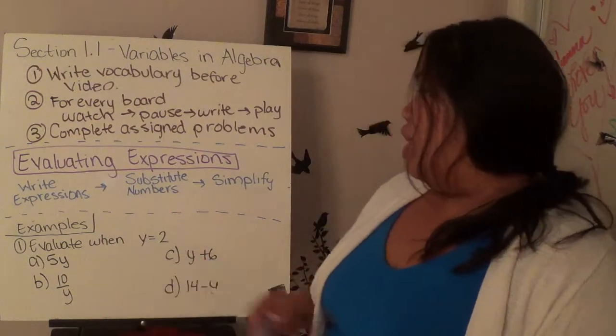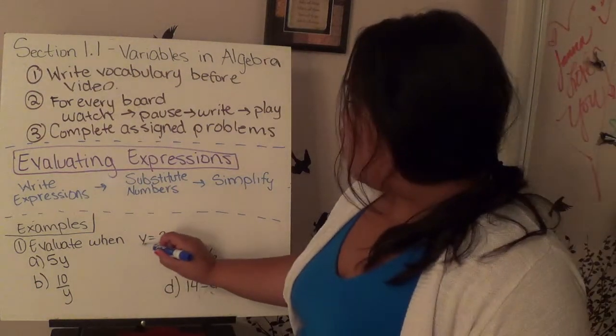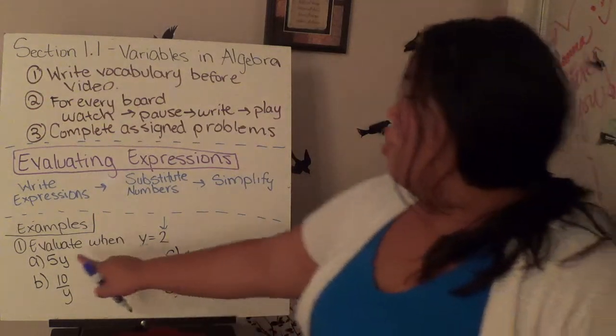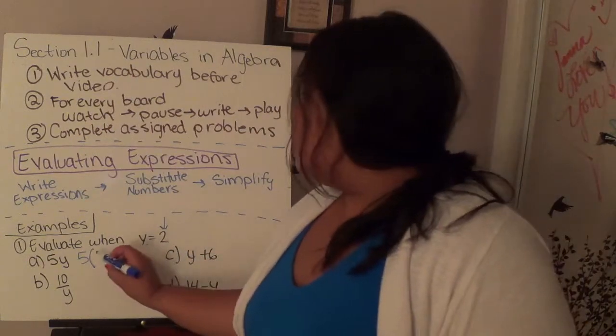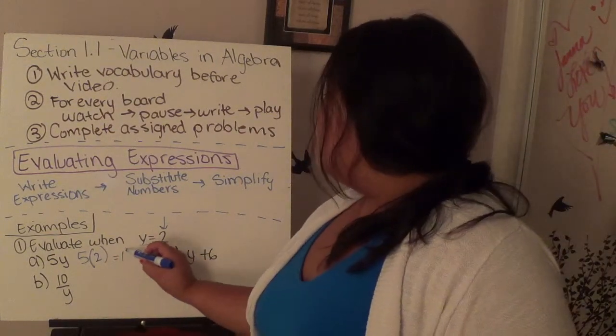Let's go here. It says evaluate when y equals 2. Basically, this is my variable, and this is the value that represents my variable. For this one, it's going to be 5, and I'm going to put parentheses to show you that I'm plugging it in for y. So 5 times 2, which gives me 10.